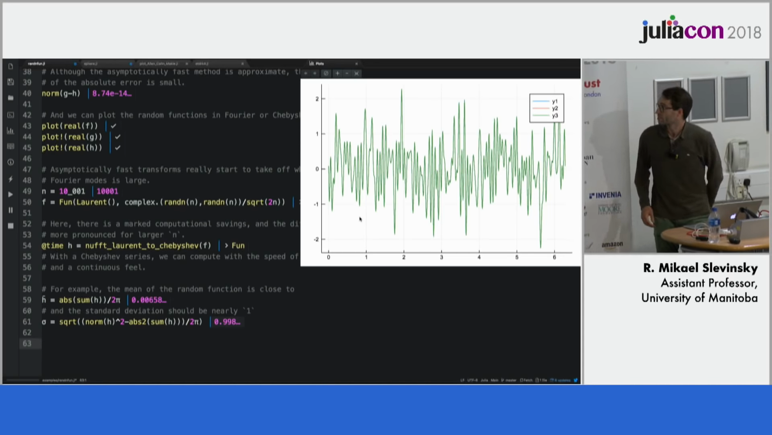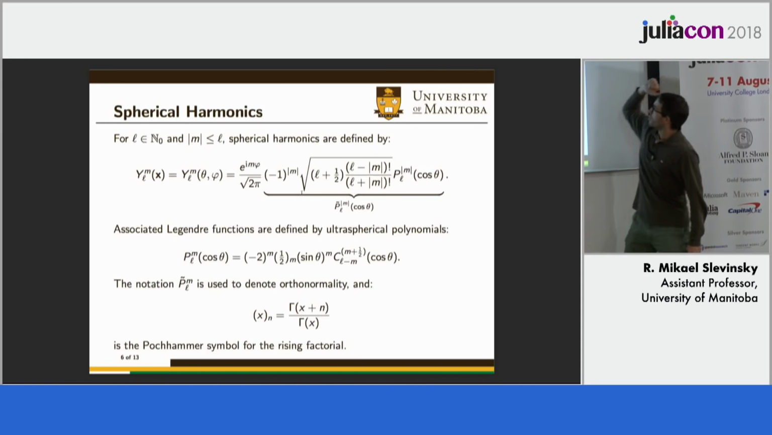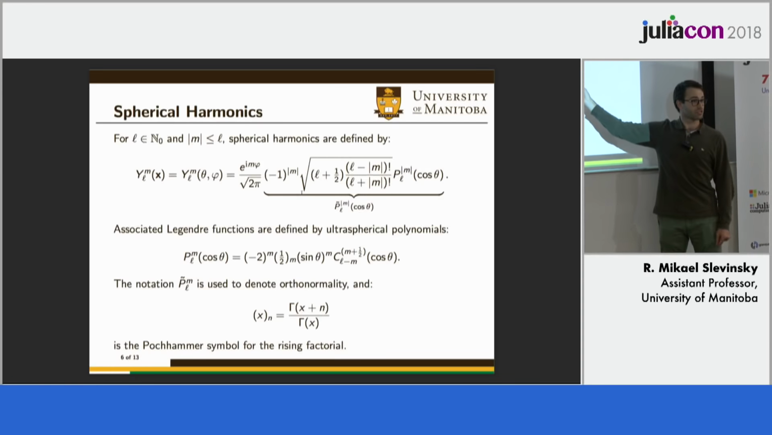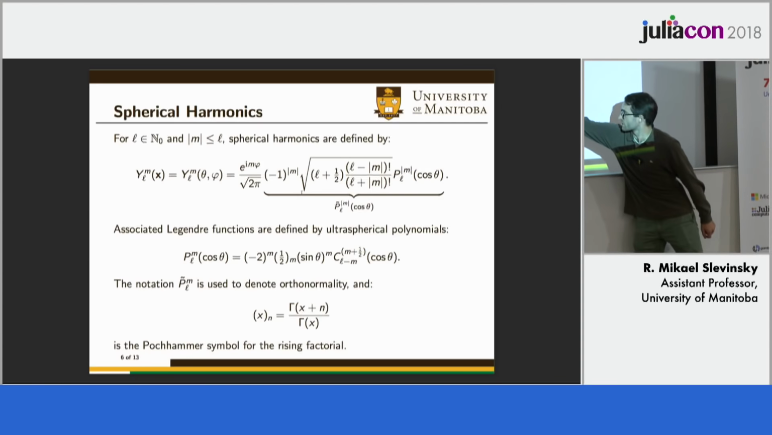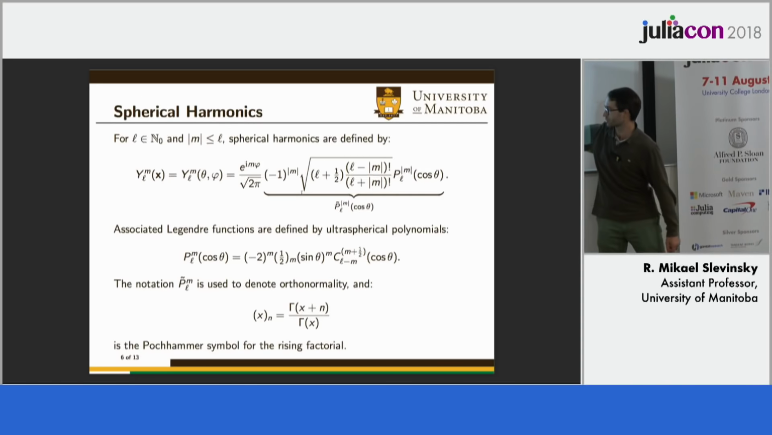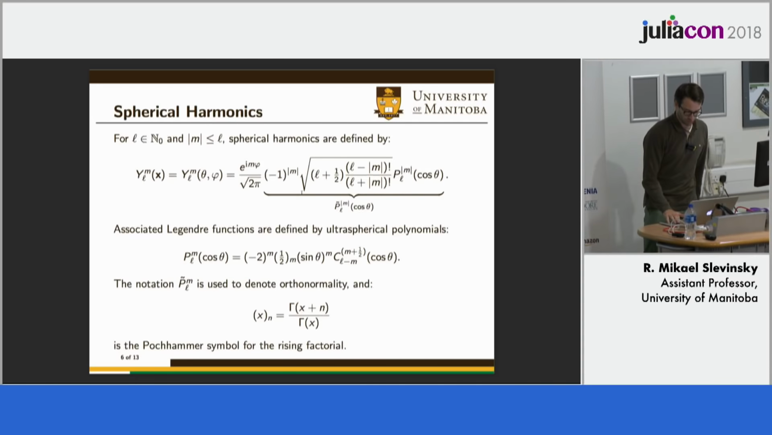Spherical harmonics are eigenfunctions of the Laplace-Beltrami operator on the sphere. They have this nice separable form right here, so they can be realized with Fourier modes, complex exponentials, or the real sines and cosines, and then associated Legendre functions, and with this normalization we now have orthonormality in L2. One thing that we note is that they're essentially powers of sine times ultraspherical polynomials. And this normalization which relates associated Legendre functions to ultraspherical polynomials is given in terms of the rising factorial.